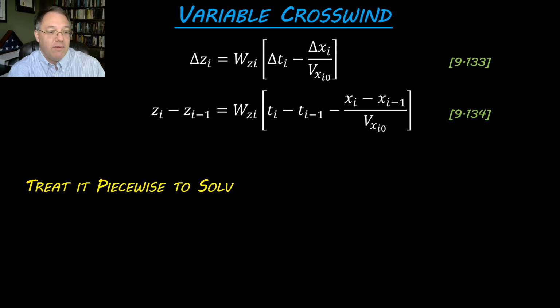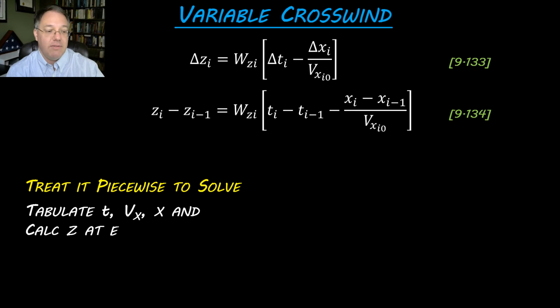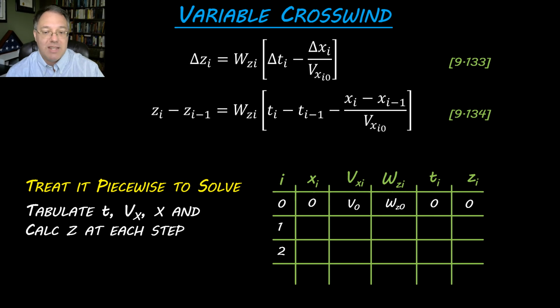So the way to solve this is we're going to treat it piecewise. We're going to take little discrete segments of our flight, our trajectory as we move down range. We're going to tabulate things like t, Vx, x, and then we're going to be able to calculate the z, or the delta z for each step. So that looks something like this. We're going to lay out a table. In time interval 1, we start out at I0, and then we're going to go to I1.